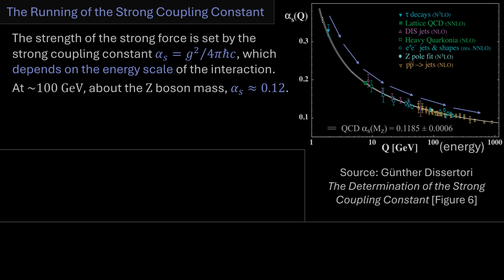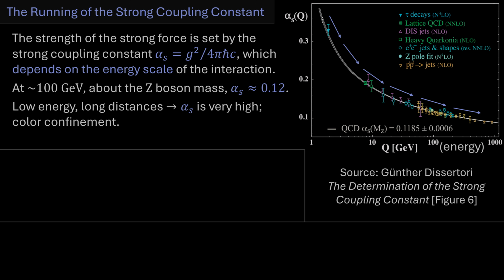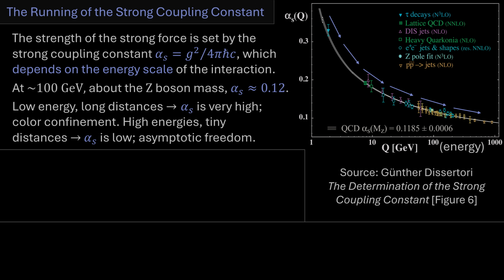But as you can see in the plot, at low energy, which corresponds to longer distances, alpha S is very high. And that pertains to color confinement, because if you think about stretching a couple of quarks out to long distance, the strong force really wants to pull those quarks back together. Conversely, at high energies, corresponding to tiny distances, alpha S becomes very low. That's the phenomenon known as asymptotic freedom.